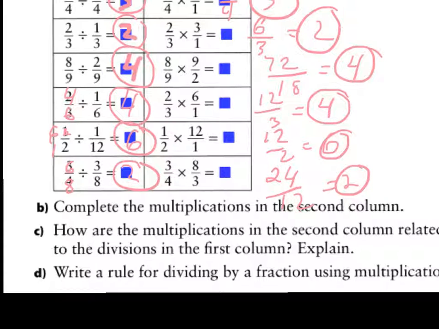So the simple rule, again, is just simply taking your first fraction and multiplying it by the reciprocal of the second fraction. So in this case, 3 over 8 becomes 8 over 3. 3 times 8 is 24. 4 times 3 is 12. Simplified to 2, same answers we got over here.